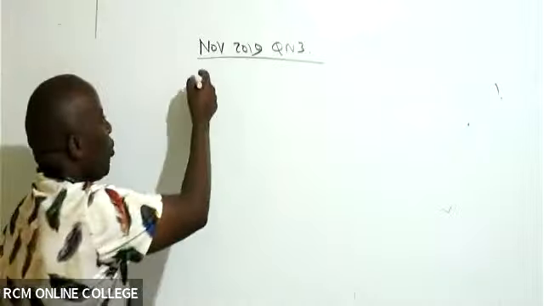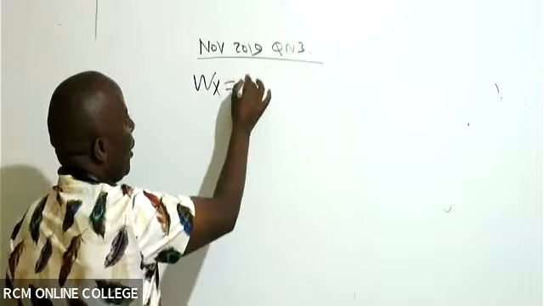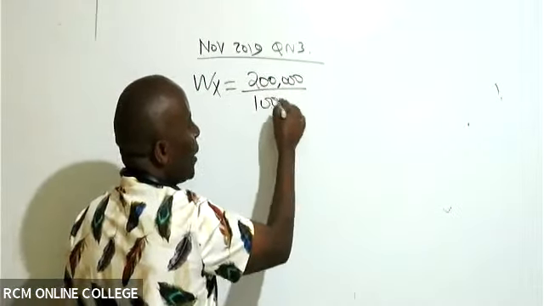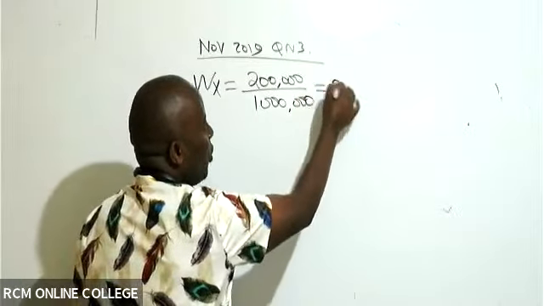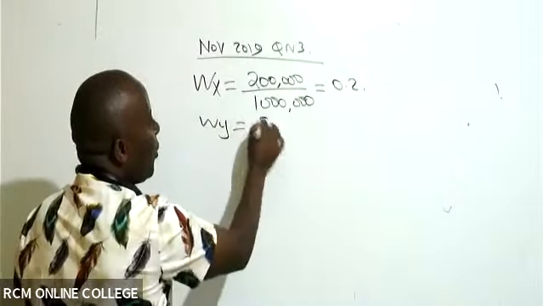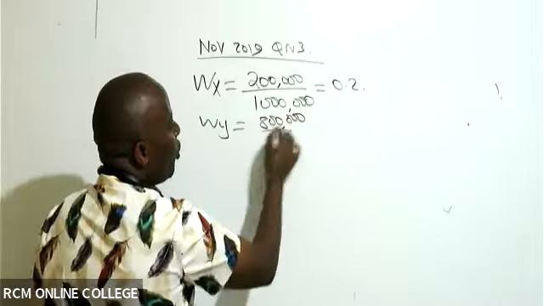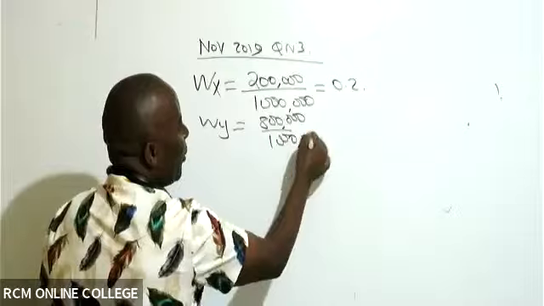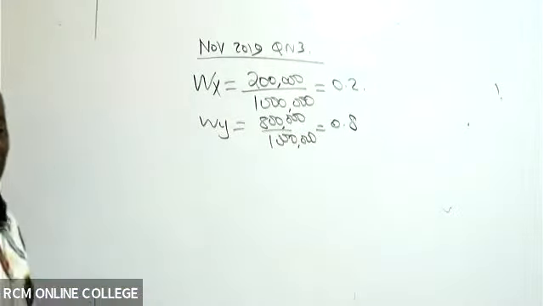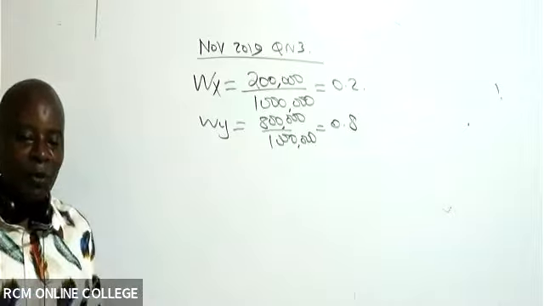So let's give the weights of X. Out of $1 million, he has taken 200,000 to X. That's a weight of 0.2. He has taken 800,000 to Y out of $1 million. This gives me 0.8. So up to there, ladies and gentlemen, are you able to follow?